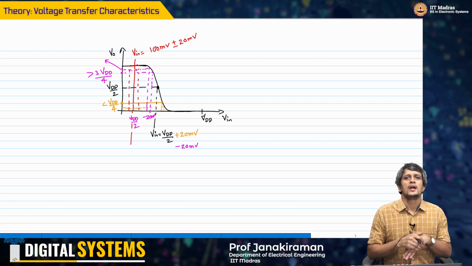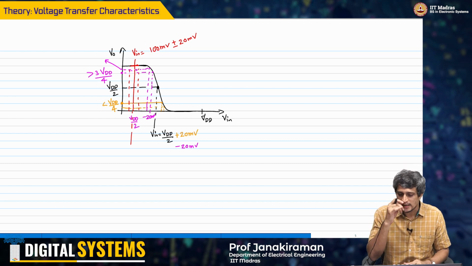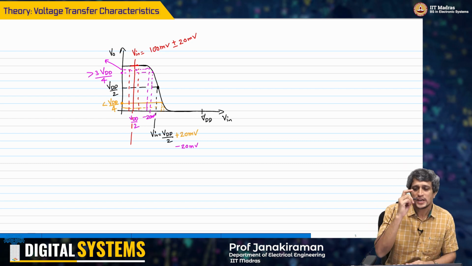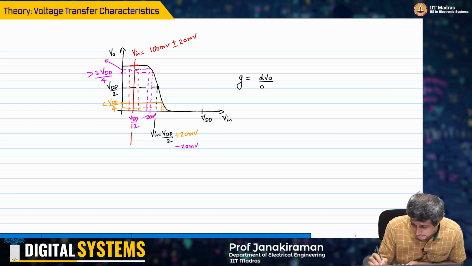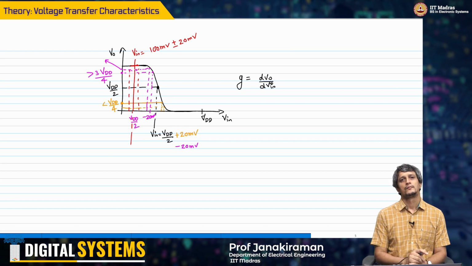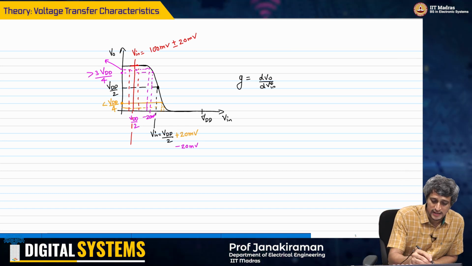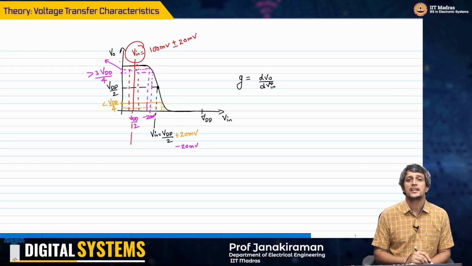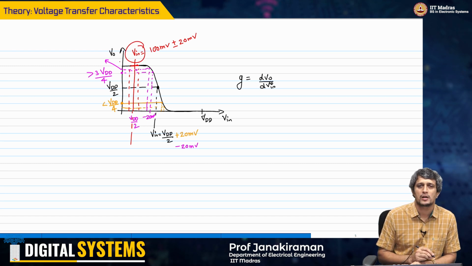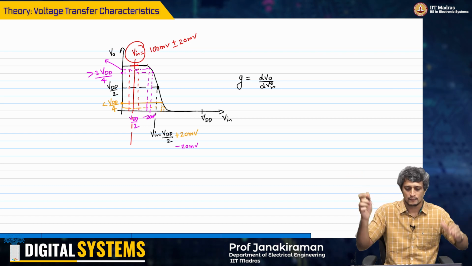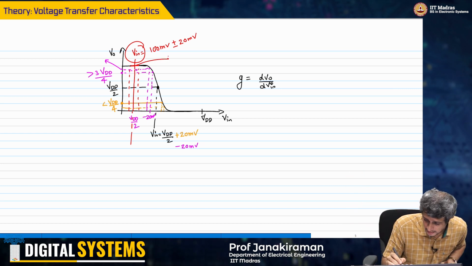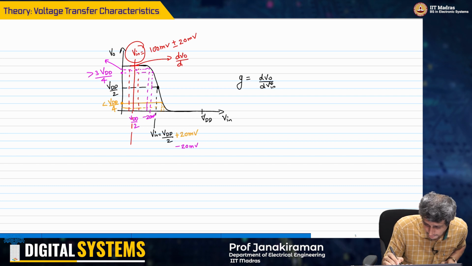The noise gets amplified in a region where the gain is very high. What is the gain? It is actually just the derivative of this curve. So why in this region did the output not react to the noise? It is because the output is flat with respect to Vin. So here, if you look at it, dVout by dVin equals 0.